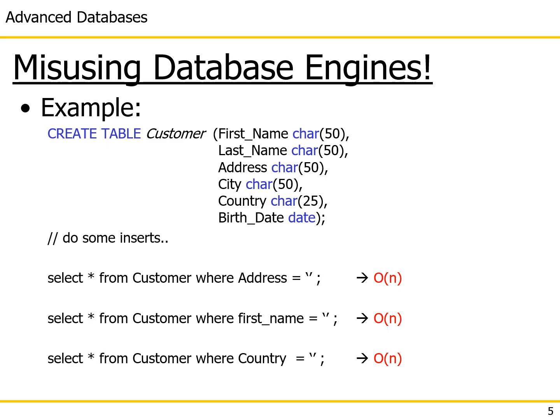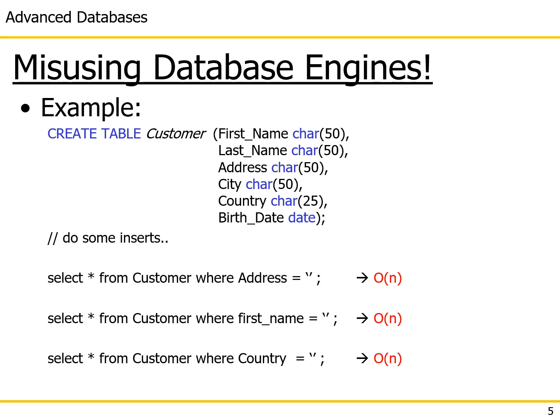And the same thing for the following 2 queries: select star from customer where first name equal to something, or select star from customer where country equal to something. So we could easily imagine the code that will actually run for each one of those queries. It's going to be simply a for loop that goes from 0 to n-1 rows, from the first row till the last row, checking on the value. So that's O of n performance.